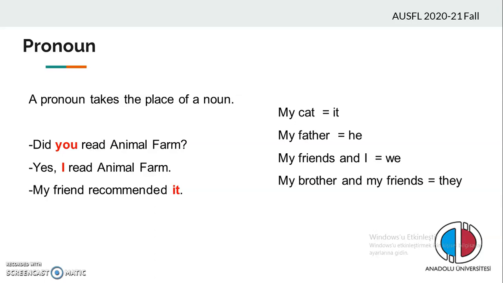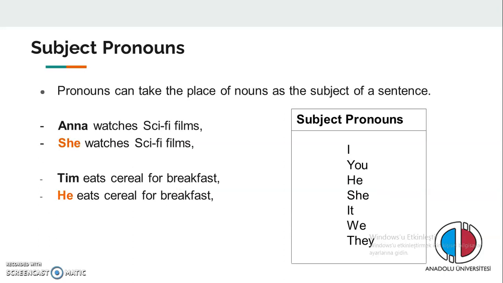And let's have a look at some more examples. My cat stands for it. For example, instead of my father, we can say he. My friends and I, we can say we. My brother and my friends, we can use they. These are plural pronouns. Subject pronouns.